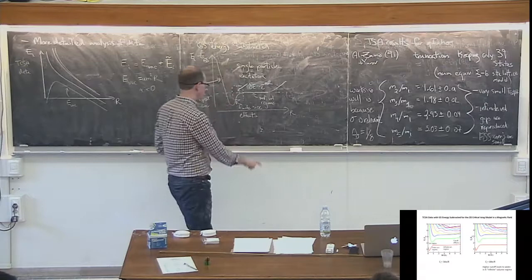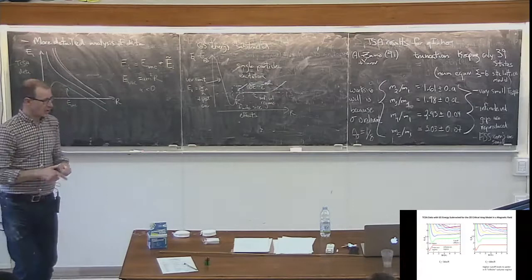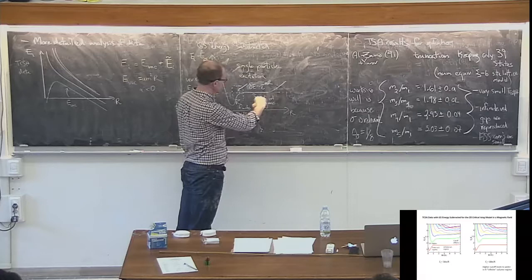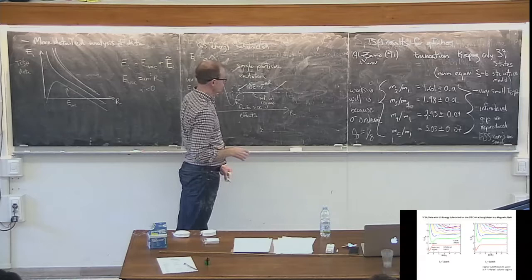And so if you're trying to extract the low-lying spectrum of a perturbed theory, this is the value of R that you want to work at. Because the finite size corrections have now all disappeared, they've been exponentially suppressed away, and your data is representative of the infinite volume system.